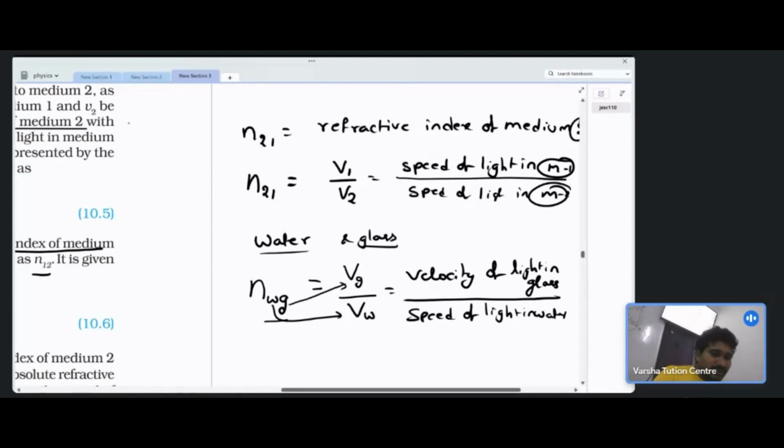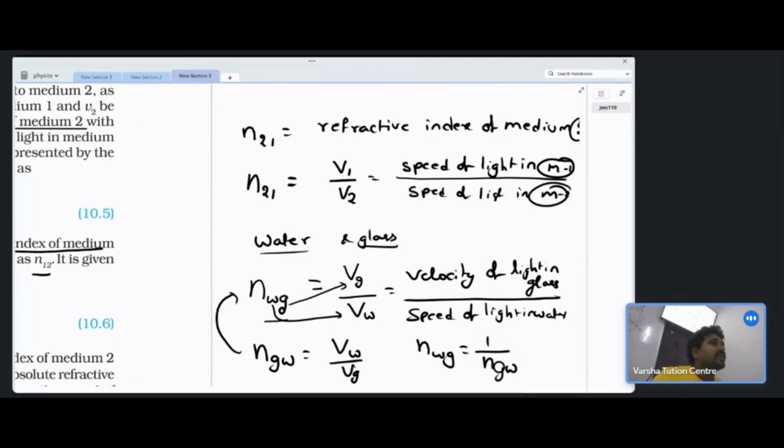Sir, what about n gw if I do? It will come reverse only, right? n gw will be vw by vg. So when you want to relate these two, nwg is equal to 1 by ngw. Understood? Based upon this, we will get some questions. Okay, this is what I am telling.